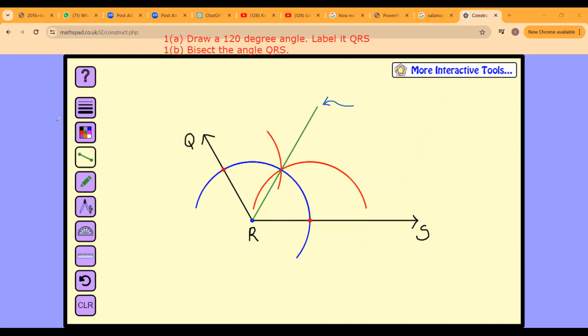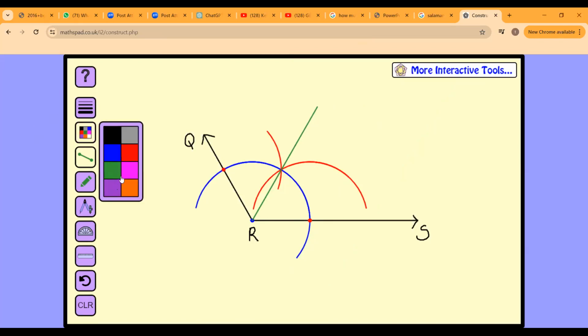So this line that we have is the bisector. Let me move this.